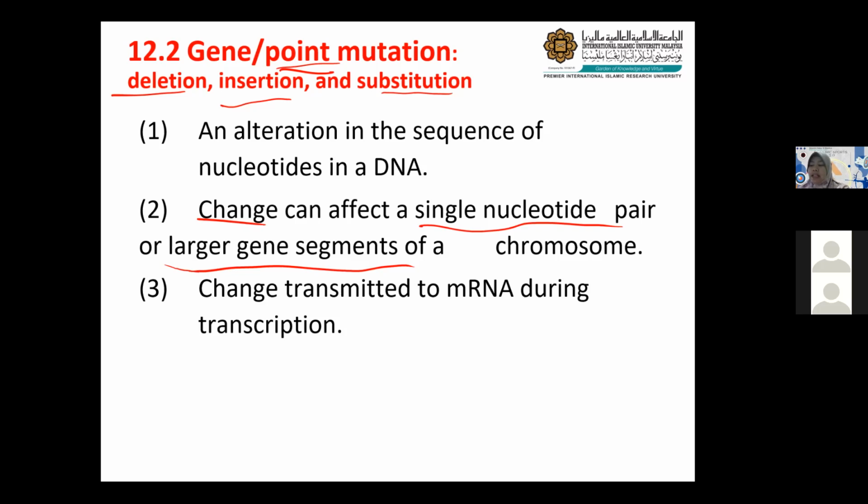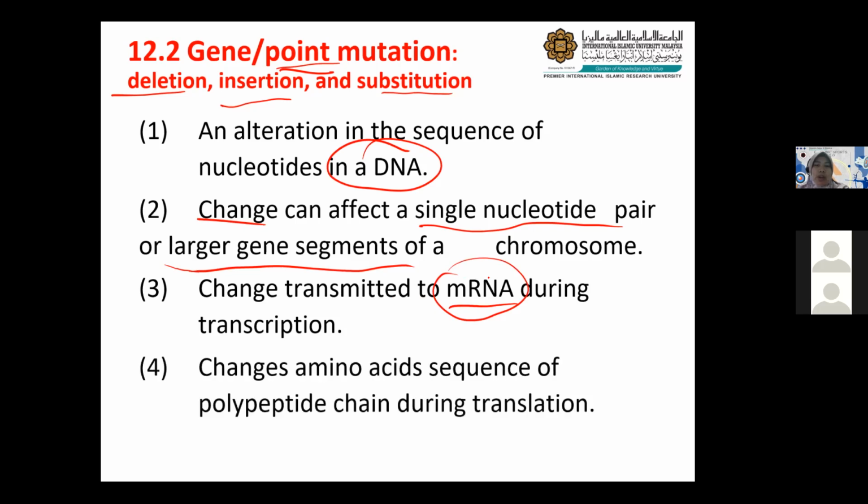And the changes will be transmitted to mRNA. Sebab kalau DNA tersilap, berlaku mutation of the DNA, it can somehow affect the mRNA during transcription. So when mRNA is changed or affected, somehow it can change the amino acid during translation. Okay, so itu kesan dia. So berlaku changes of DNA, it will affect the mRNA during transcription. So mRNA berubah, of course the amino acid also will change.